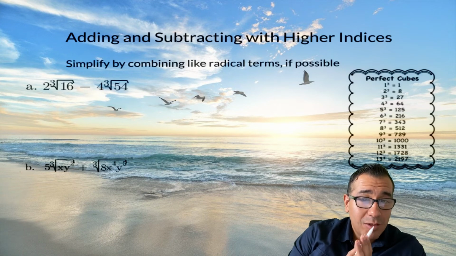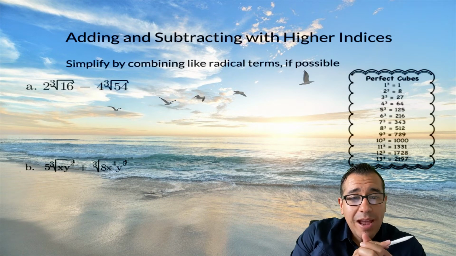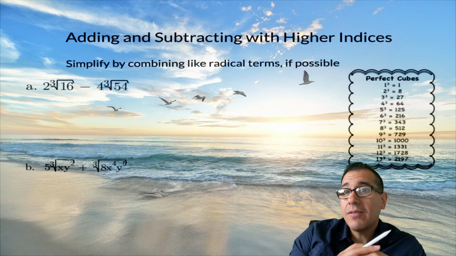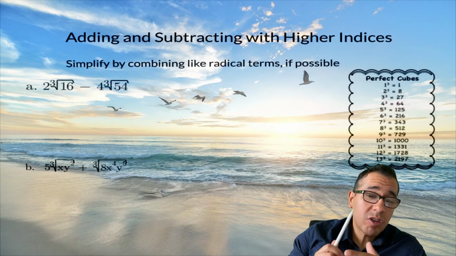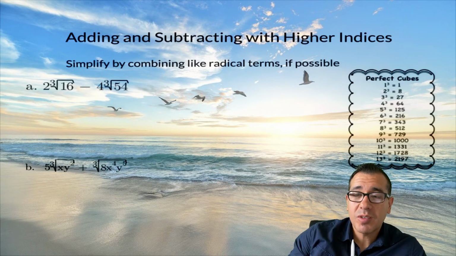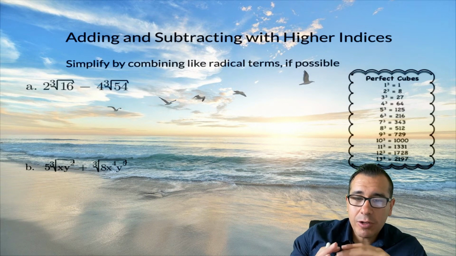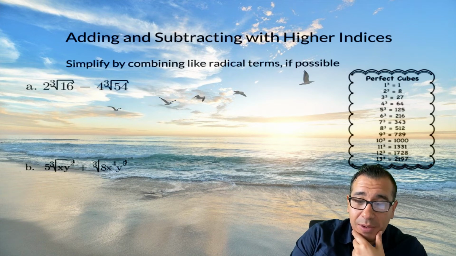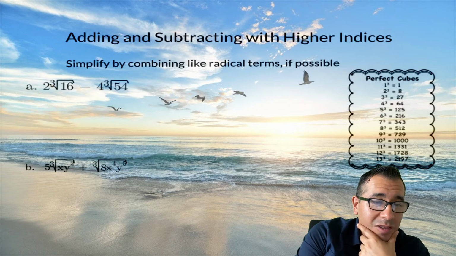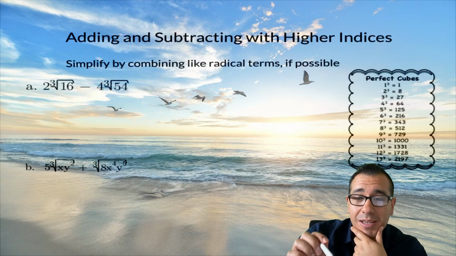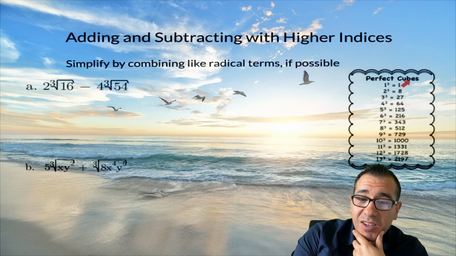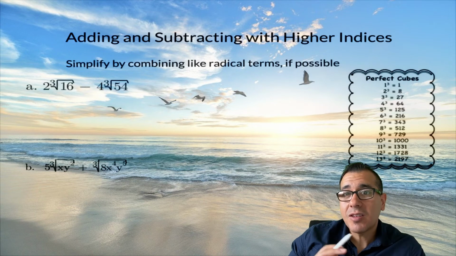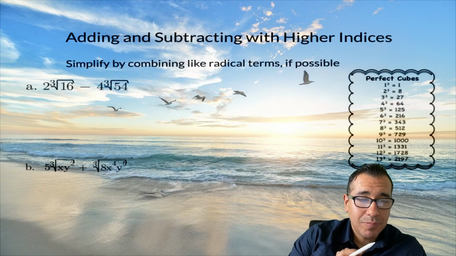All right, so notice adding and subtracting with higher indices. So now what happens when I leave square roots? What happens when I talk about cube roots, fourth roots, fifth roots? The idea never changes. So because in this example, I look at my index. My index is 3. So what that tells me is that I'm going to need perfect cubes, right? When I'm breaking these numbers down. All right, that's a huge piece of it.